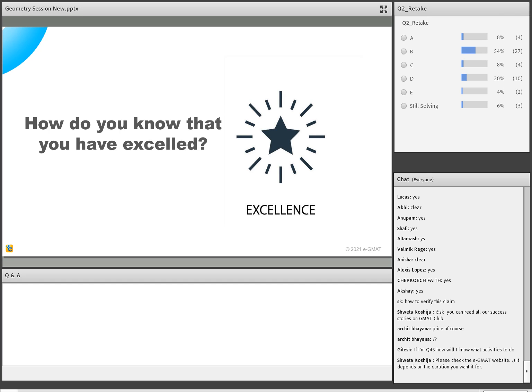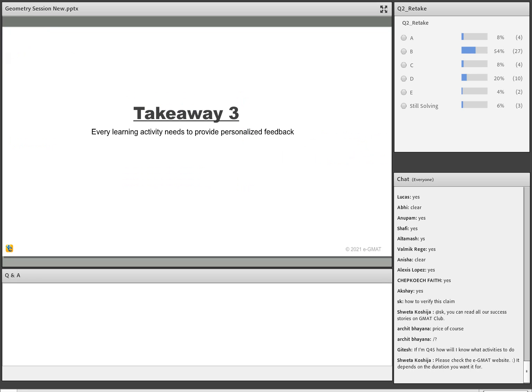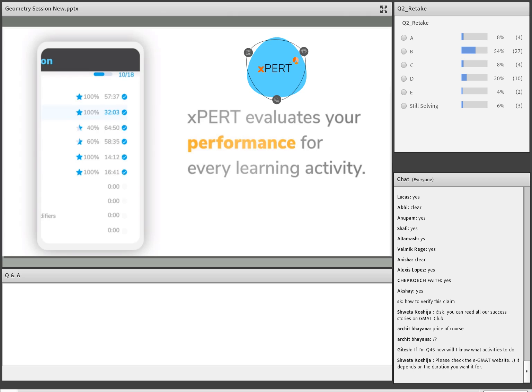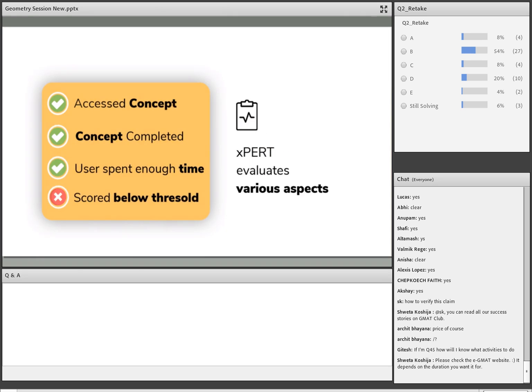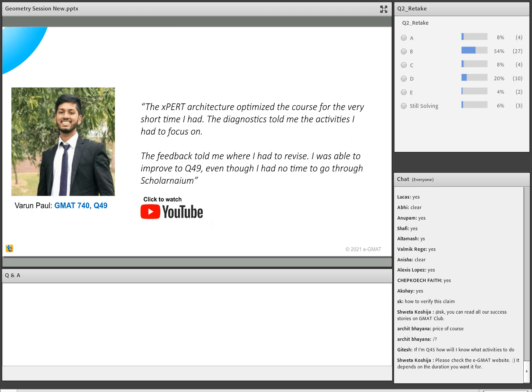And how do you know that you've excelled? At each and every point we have a feedback and evaluation system in place to make sure that you are told whether you are doing it correctly, or whether you need any help or any reiterations on that process, right? So the third takeaway is to make sure that every learning activity that you do on the platform gives you personalized feedback depending upon your strengths and weaknesses. And the expert architecture does all of this for you, right? It tells you whether you have learned perfectly, or you need selective revision, or you need to redo the entire part.